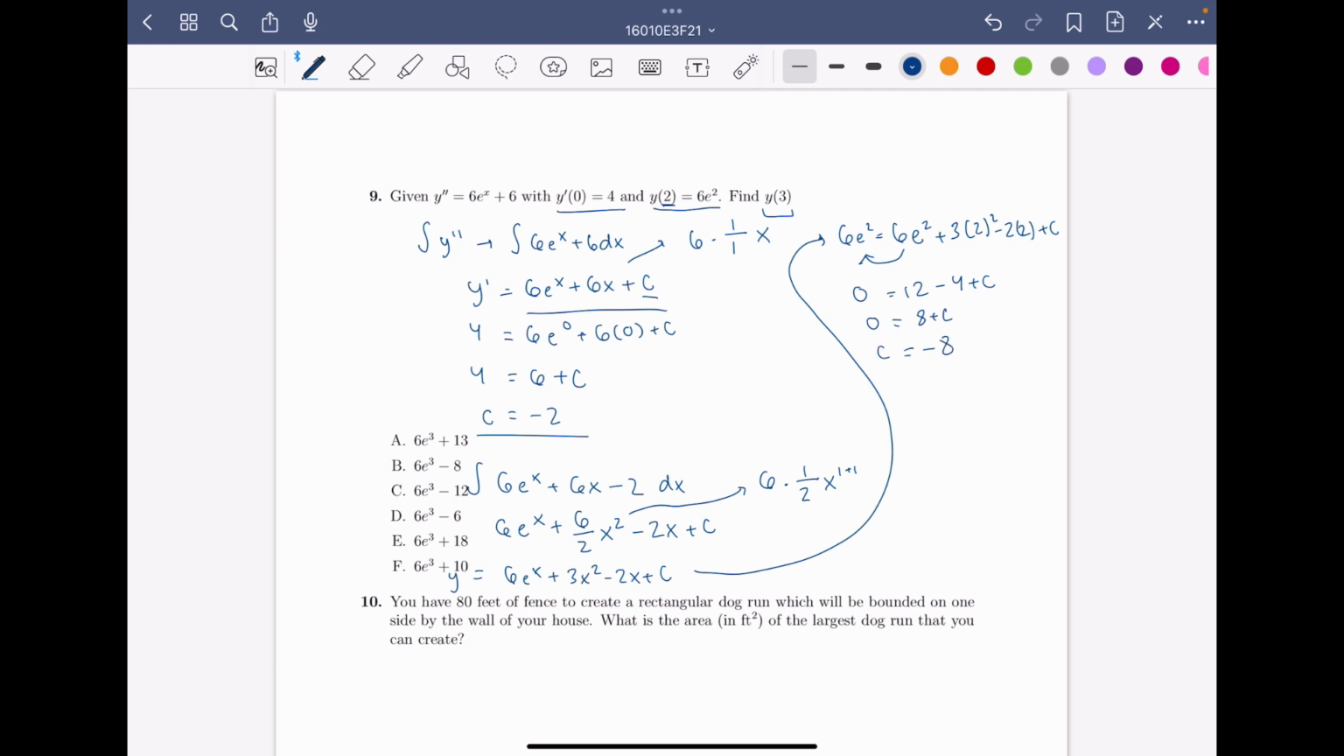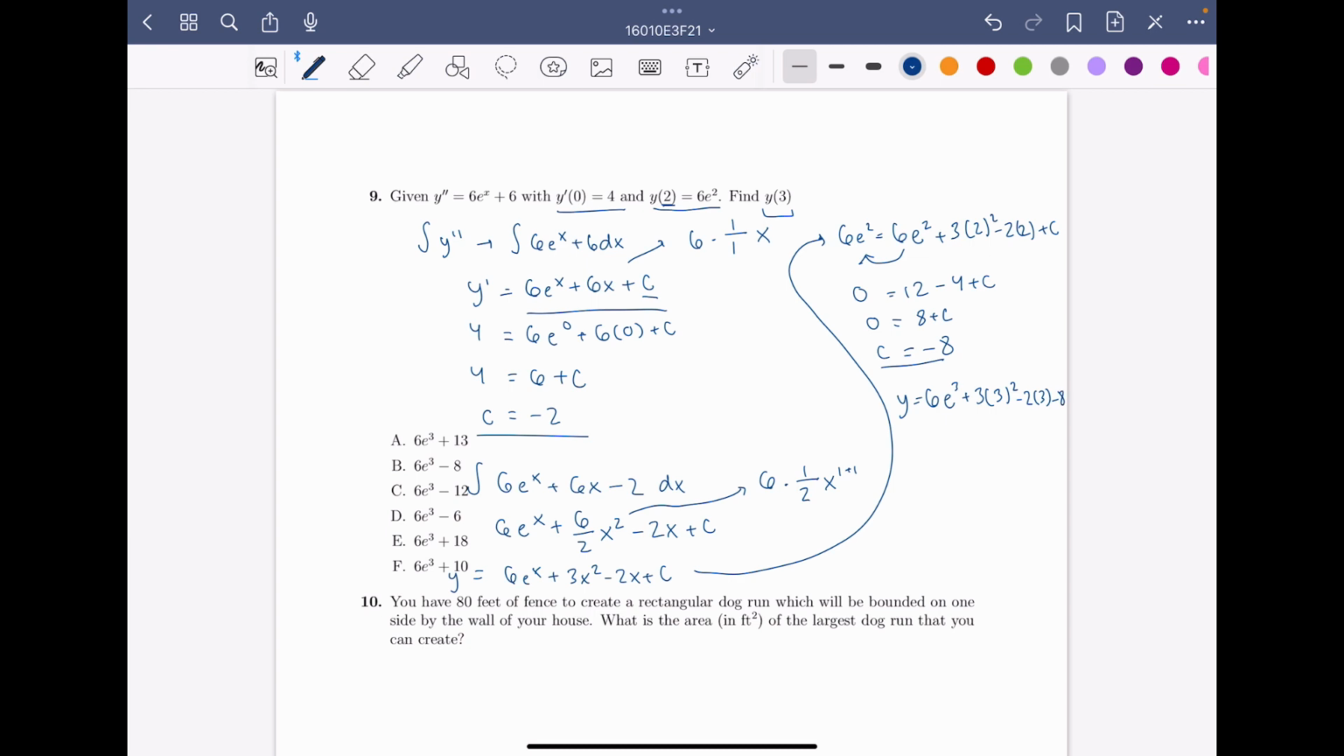And then finally, after all of that, we can plug in this c back into our equation and x equals 3 to find y of 3. So we have y equals 6e to the x, in this case x is 3, plus 3 times 3 squared minus 2 times 3 minus 8. Ooh, that was a little bit of a squeeze.